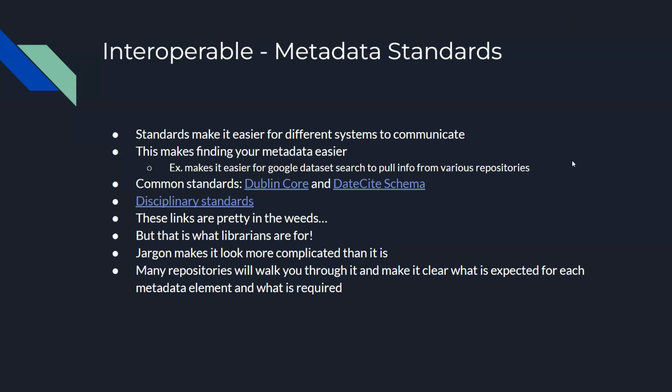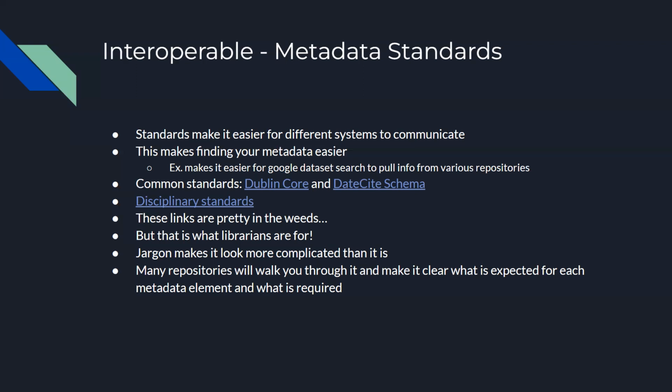The second part of making your data interoperable is using metadata standards. We were talking about metadata earlier, and metadata standards are just a standard way of labeling and describing your metadata and using your metadata that makes it easier for different systems to communicate. In particular, using good metadata standards will make it easier for other repositories to crawl for and identify your data. Like, for example, Google Scholar, Google Dataset Search, using established metadata standards will help them find your data and make it more easily findable.